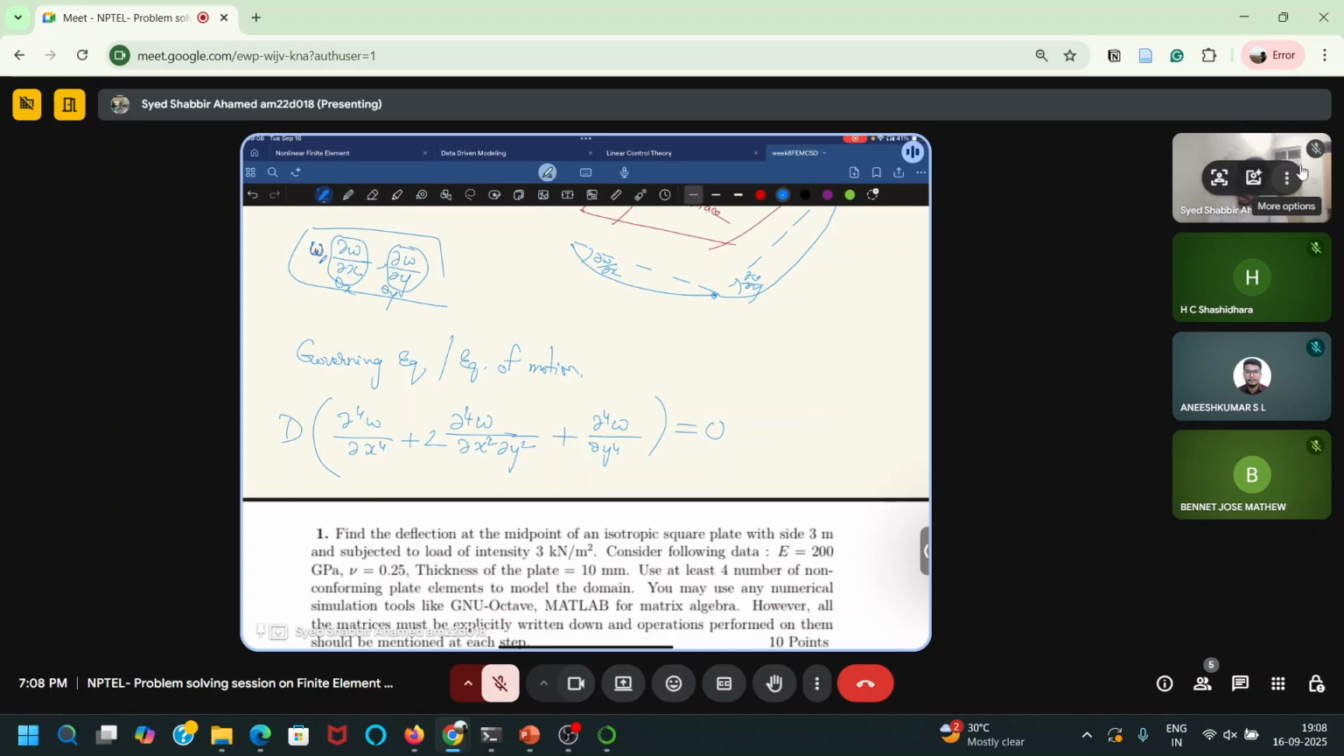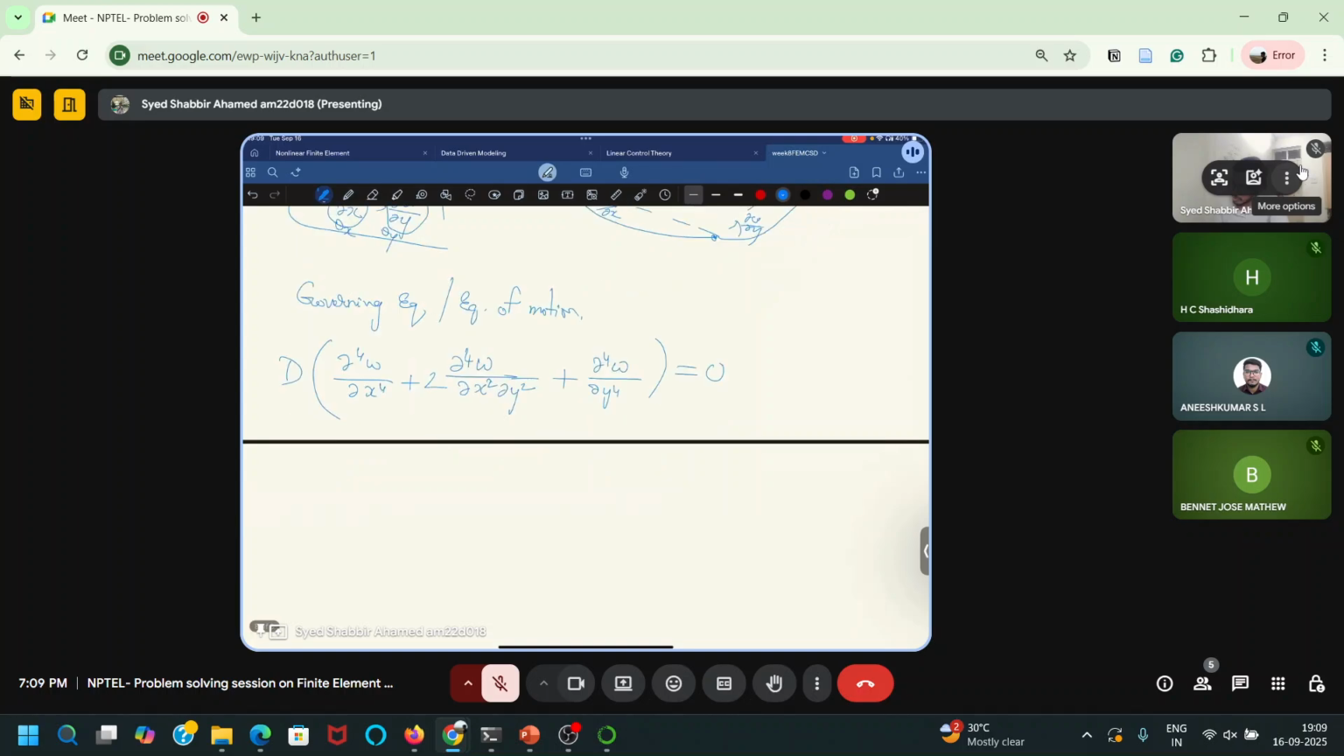This D has a value equal to E h cube by 12 into (1 minus mu square). This is also called the isotropic plate rigidity. Like in a beam we have EI, right? That is the flexural rigidity. This is the plate rigidity. You can say this isotropic plate rigidity is the equivalent of EI in a beam.